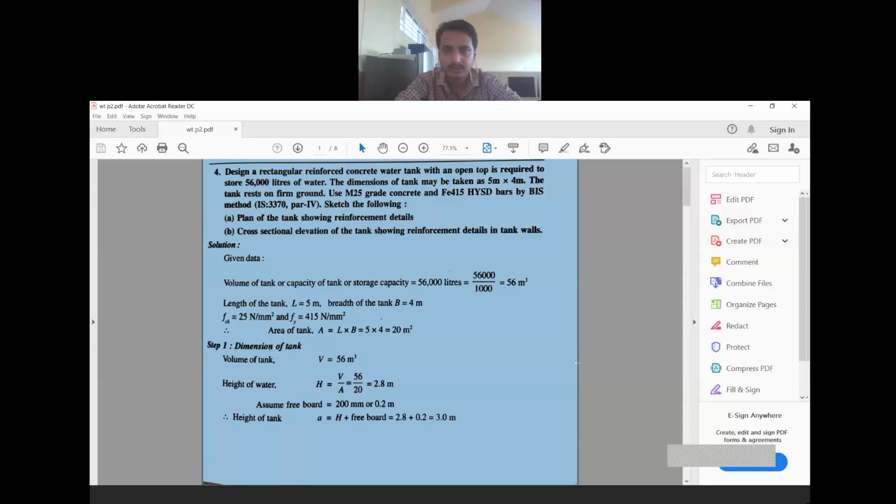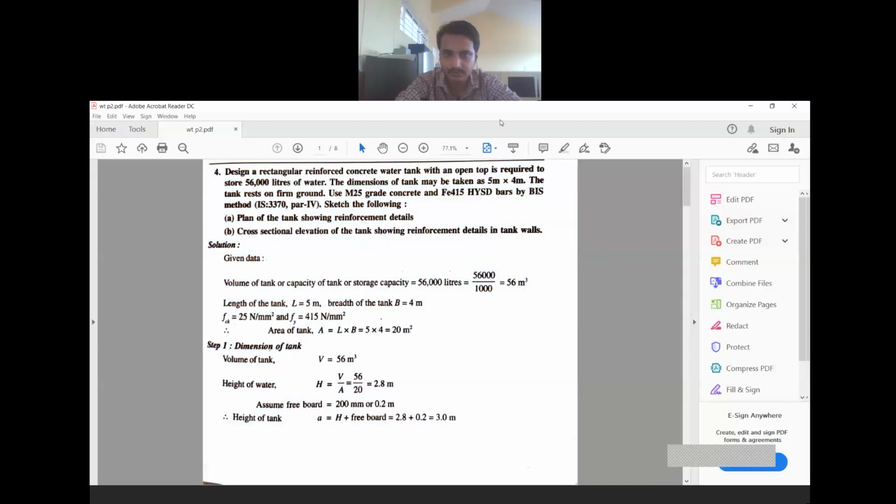We were solving a design problem on a rectangular water tank. We have taken this rectangular water tank example, which has dimensions of 5 meter by 4 meter and a capacity of 56,000 liters.